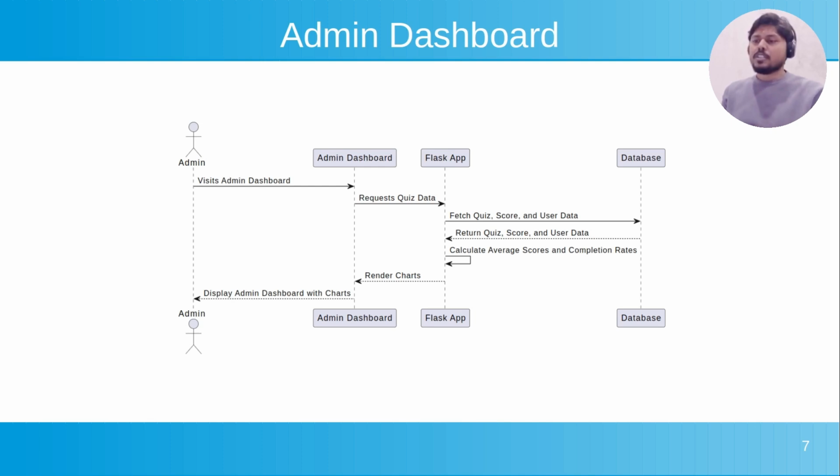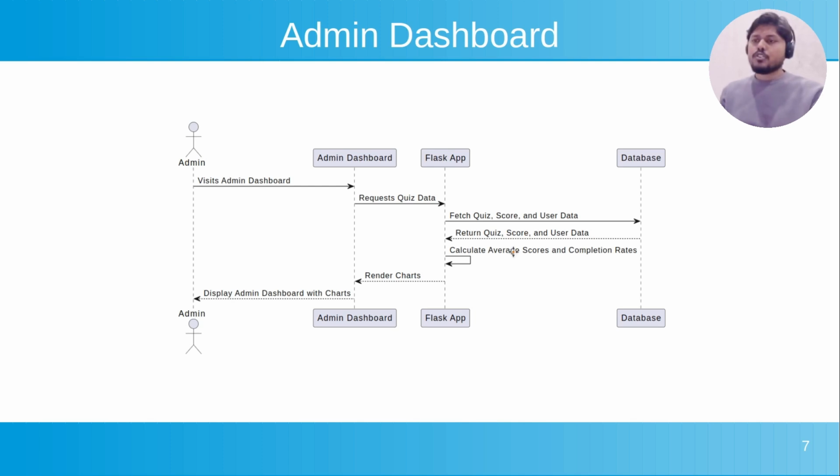And then we will calculate the average scores and the completion rates. After calculating all these things, we will render the charts into the admin dashboard. Then the admin can see the charts, the visualization of all the average scores and completion rate inside the admin dashboard. So that is the sequence diagram.